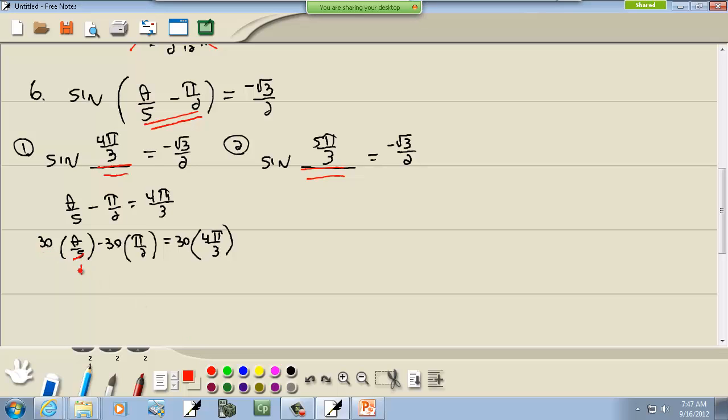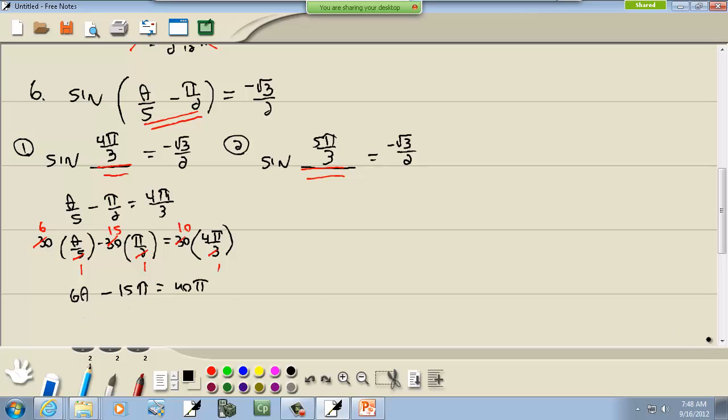5 and 30, this is 1. This is 6. 2 and 30, that's 1. This is 15. 3 and 30, this is 1. And this is 10. So we've got 6 theta minus 15 pi is equal to 40 pi.